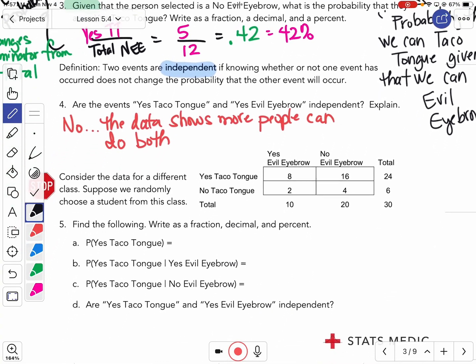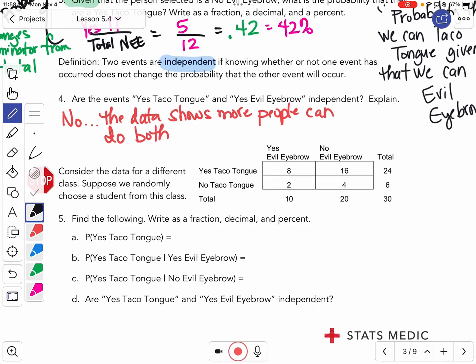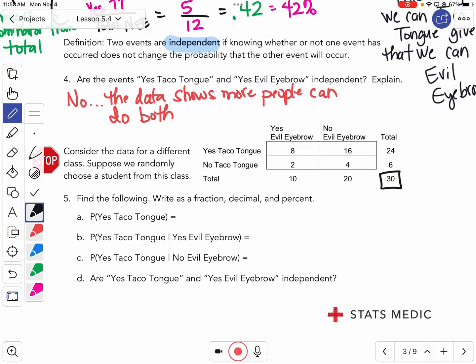So let's take a look down here. They give me some different data. Still, how many students total in this class? 30. So still 30 students total in that class. So let's look at these probabilities. The first probability that they want is yes to taco tongue. That's the only thing. How many people are yes to the taco tongue total? 24. There's no bar, so we're not going to limit my total. How many total students are there? 30. So we keep the total because there's no bar. All right, so 24 out of 30, I believe that'd be 0.80.